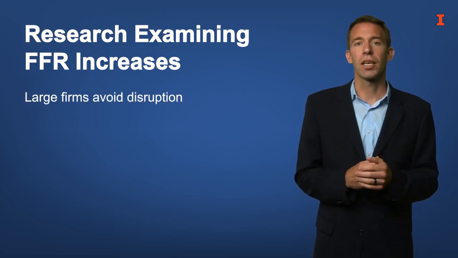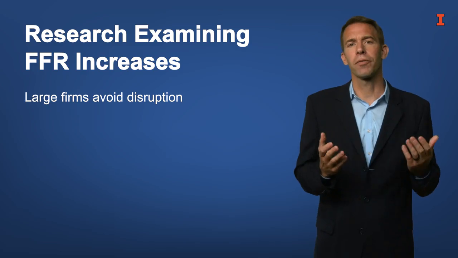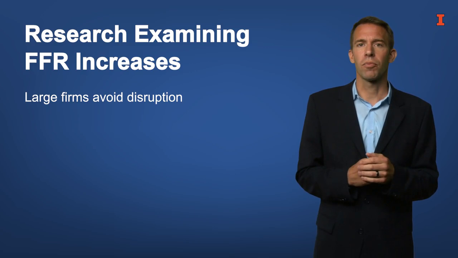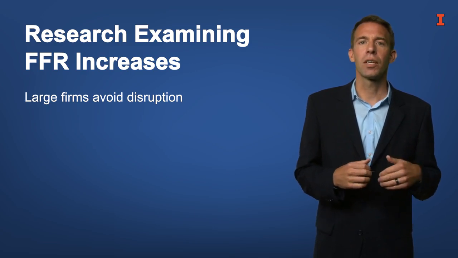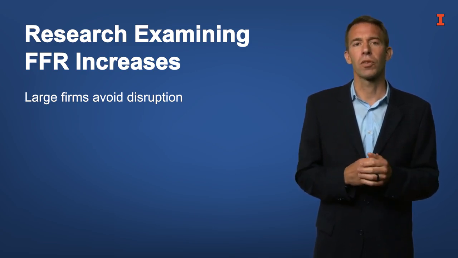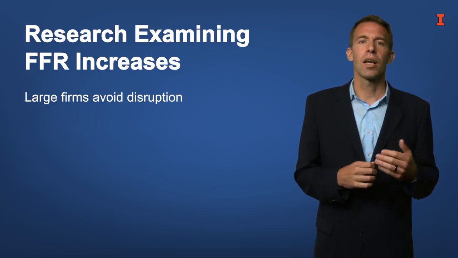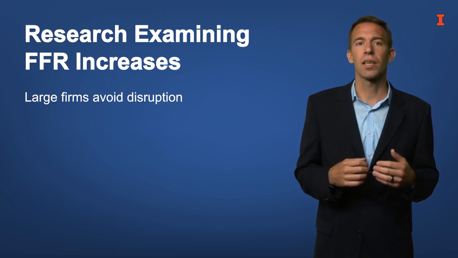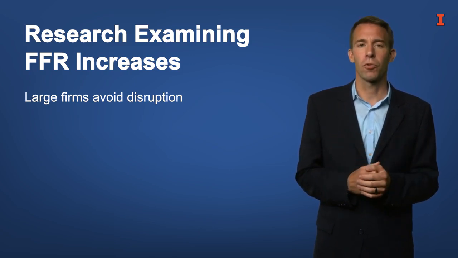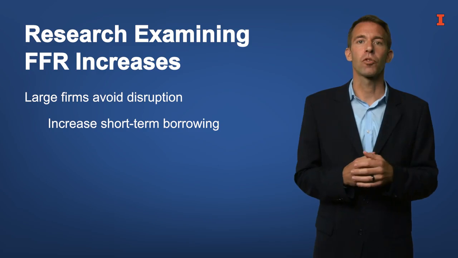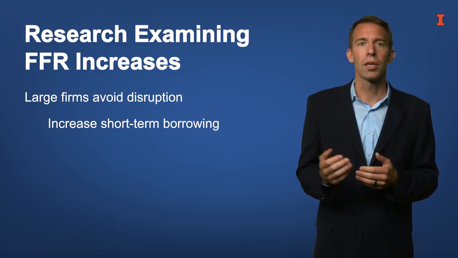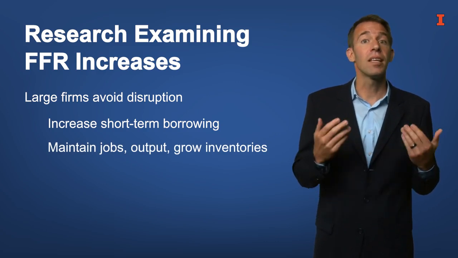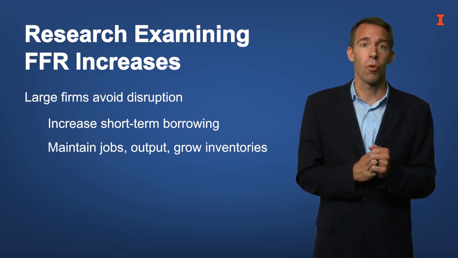The research indicates that large firms are mostly unaffected when rates increase. They maintain their levels of production and employment when interest costs increase and revenue declines. These larger firms have no problems accessing commercial paper markets and other sources of short-term credit. This allows them to increase their short-term borrowing even when profits decline. At the same time, the inventories of large firms grow.